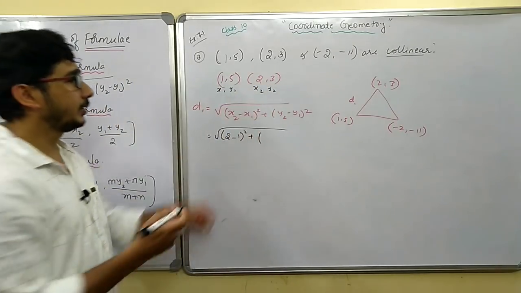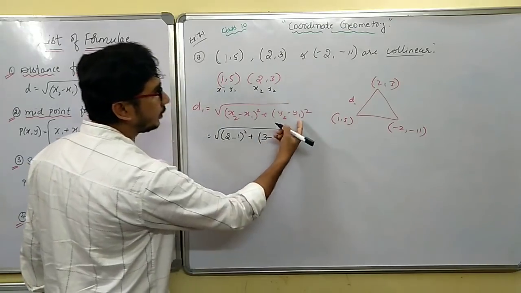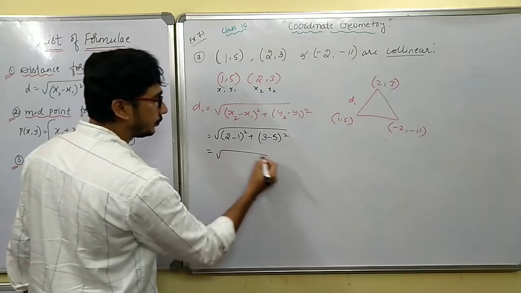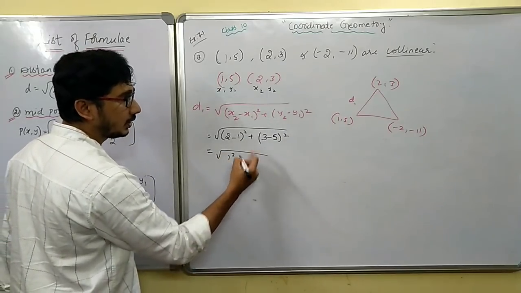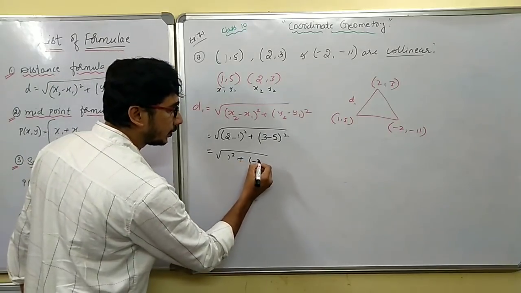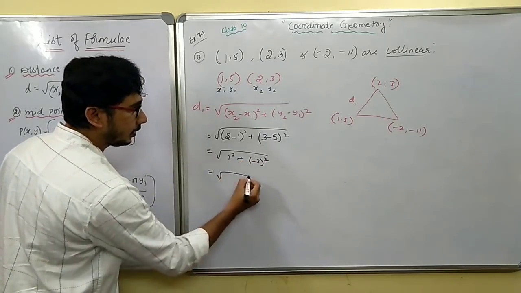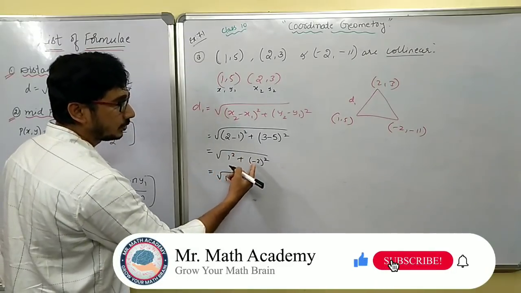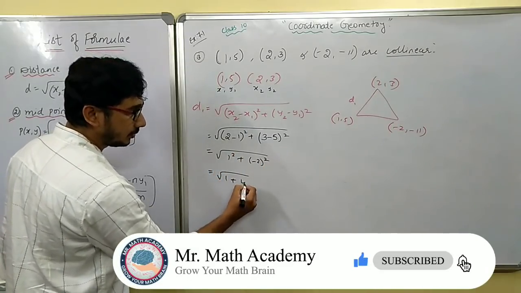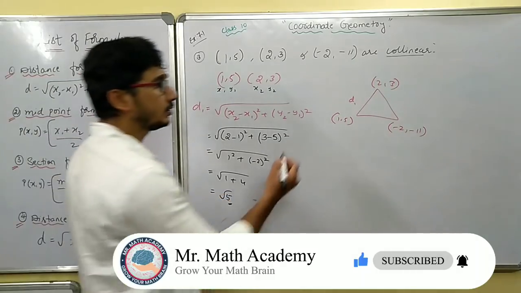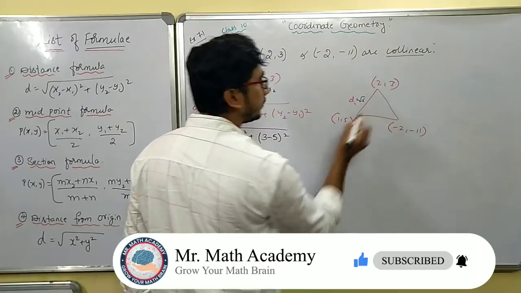y2 minus y1, how much? 3 minus 5, whole square. What will happen now? 2 minus 1 is 1, whole square. 3 minus 5 is minus 2. Remember, minus 2 whole square. So minus into minus is plus. 1 ones are 1, 2 twos are 4. Root 5. Remember, this is root 5. In the sense, you got here root 5.